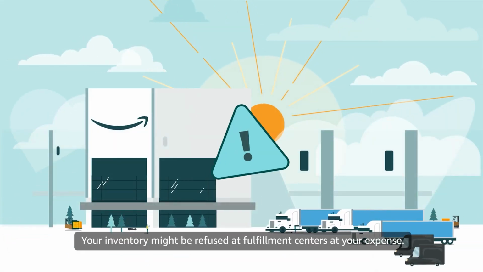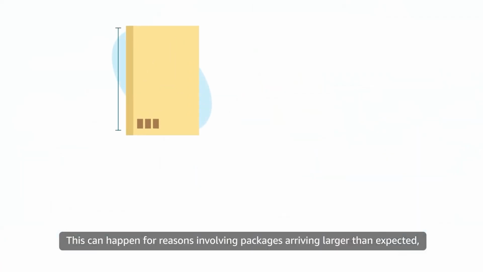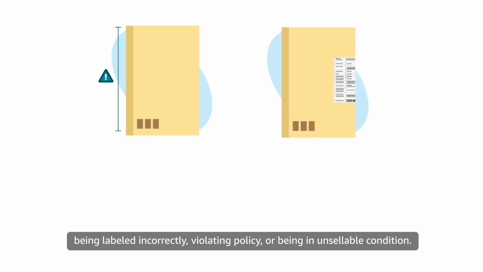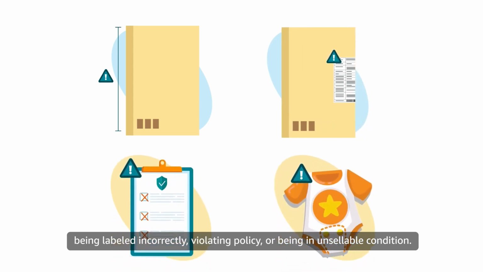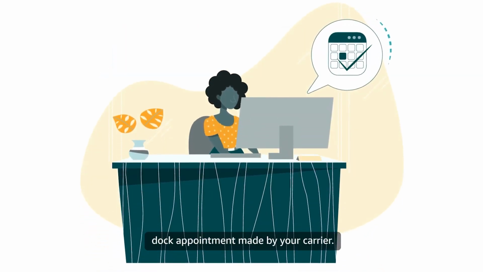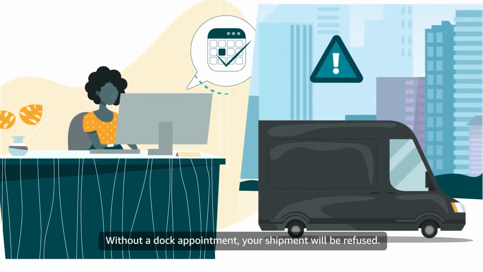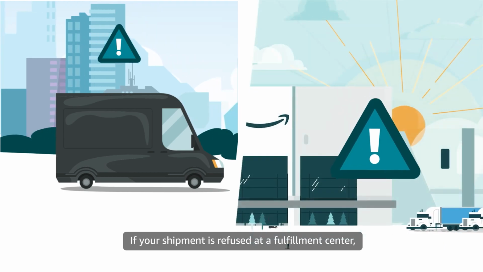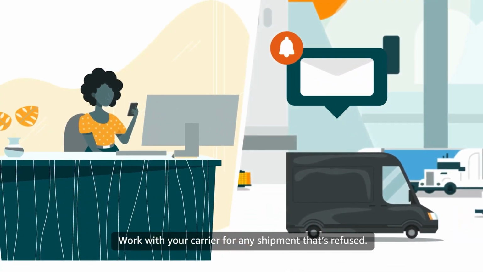Your inventory might be refused at fulfillment centers at your expense. This can happen for reasons involving packages arriving larger than expected, being labeled incorrectly, violating policy, or being in unsellable condition. Additionally, all shipments require an advanced dock appointment made by your carrier. Without a dock appointment, your shipment will be refused. If your shipment is refused at a fulfillment center, your carrier will be informed. Work with your carrier for any shipment that's refused.